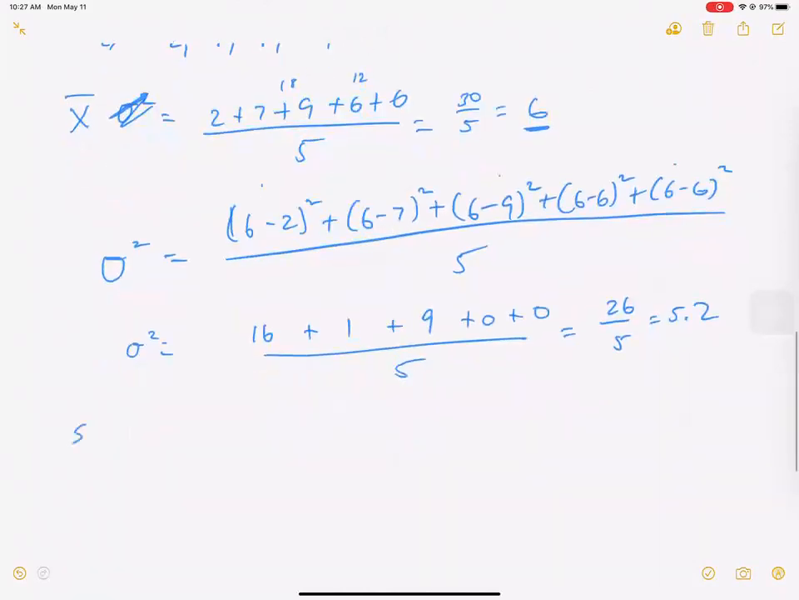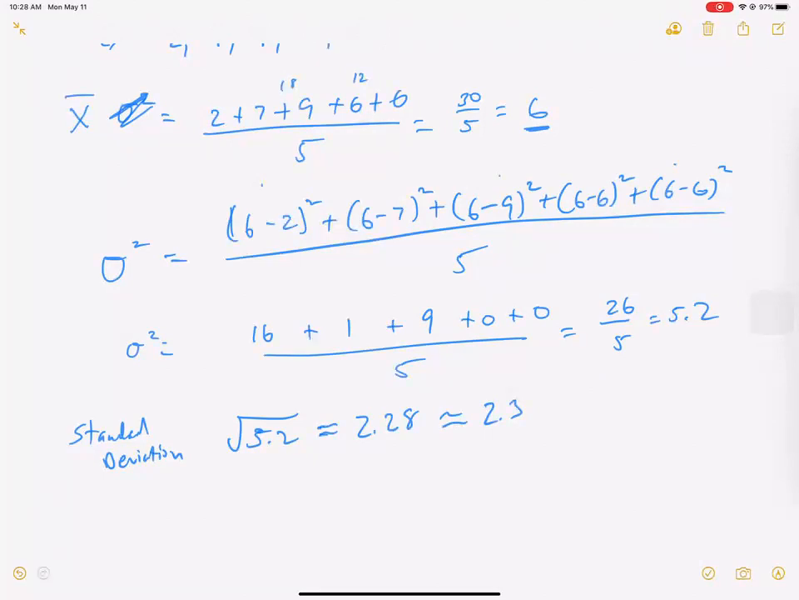Because our next step to find standard deviation, we just take the square root of 5.2. So on your calculator, type the 5.2, take a square root, and that's going to be 2.28. And if I want to round it, it's approximately 2.3 if I'm rounding to the nearest tenth. Okay, so pretty much that's it for today, us finding standard deviation.